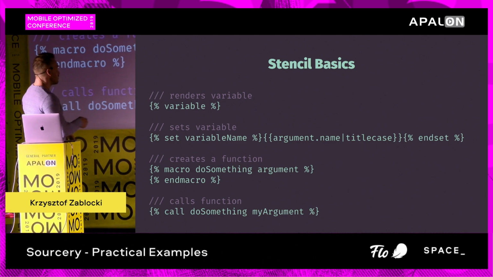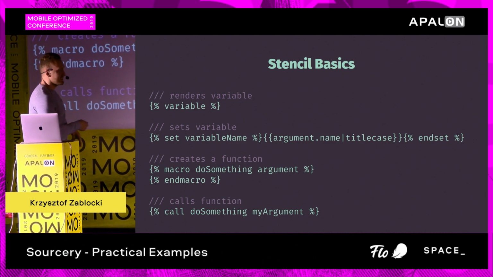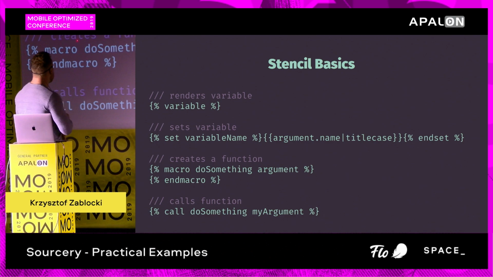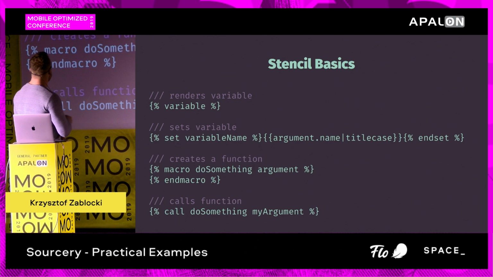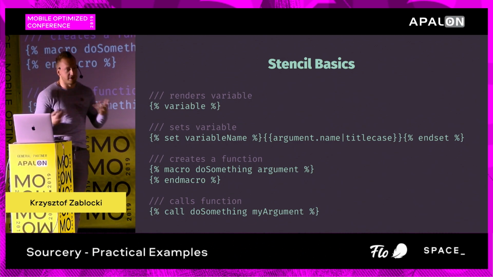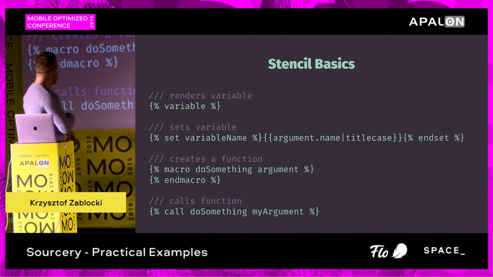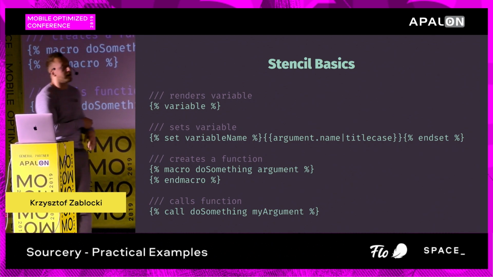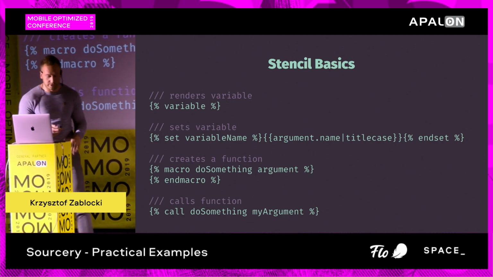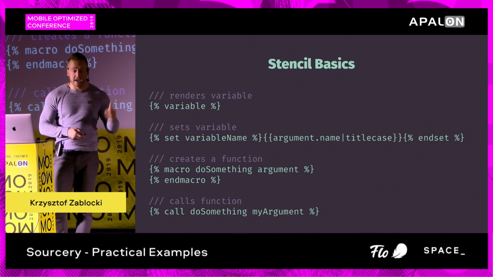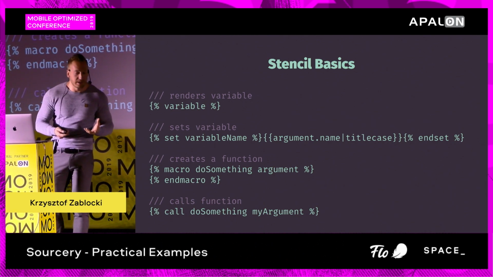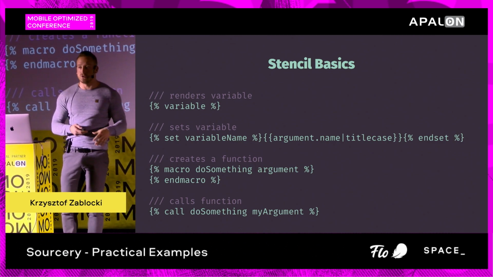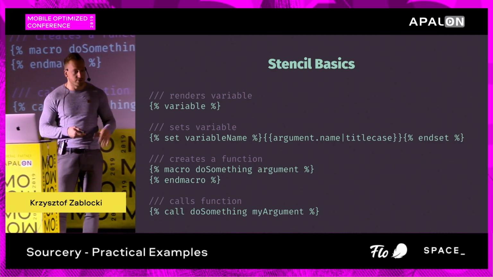You can also create functions to reuse code. A function in Stencil is called macro. You specify the name of the function, and then you can specify as many arguments as you want. Everything between the macro and end macro tags will be a function. Then to call it, you just do call, the name of the macro, and then the list of arguments. That allows you to reuse the code for your template. This is very handy, especially when you do very complex templates. You want to reuse the same logic, or you want to do recursion, for example. This is very handy.